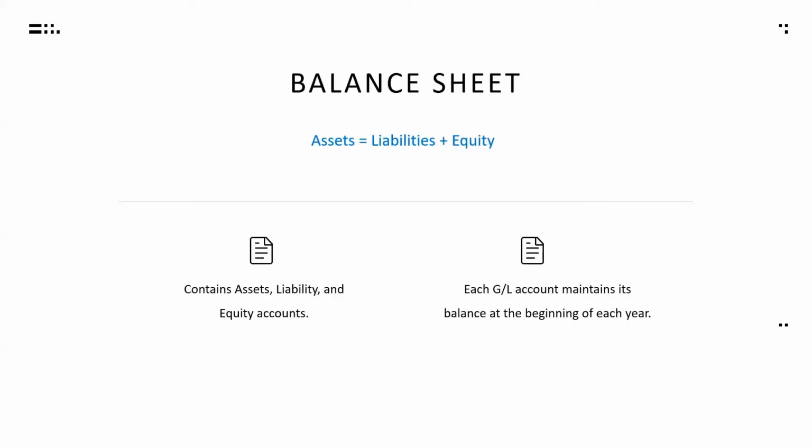A balance sheet is a financial statement that reports a company's assets, liabilities, and shareholders' equity at a specific point in time. The balance sheet is based on the fundamental equation of assets equals liability plus equity. Each GL account appearing on the balance sheet maintains its balance at the beginning of each year. Some examples of accounts that may appear on a balance sheet are your operating cash account, which is your real-world bank account, accounts receivable, as well as security deposits.